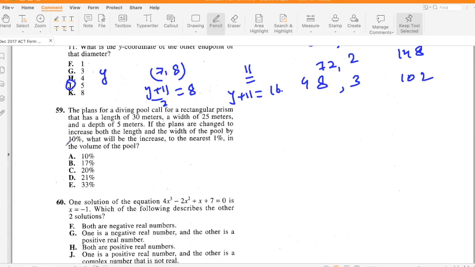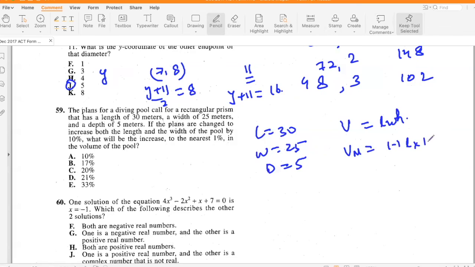Okay, so the length is 30 and the width is 25 and the depth is 5. So there is some volume LWH, where H is the depth. Now you're increasing the length and the width of the pool by 10 percent. So the new volume will be 1.1 L into 1.1 W into height, which is the same. So that would be 1.21 LWH. So the pool volume will increase by 21%.